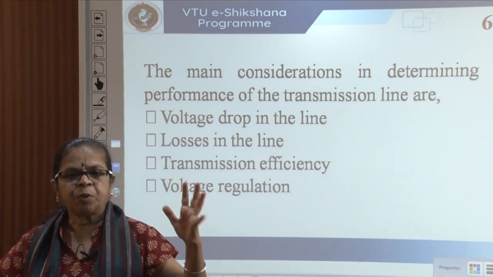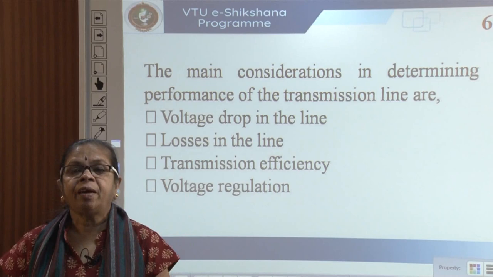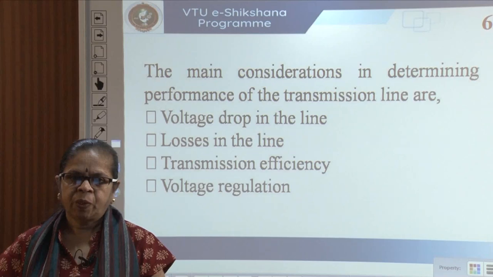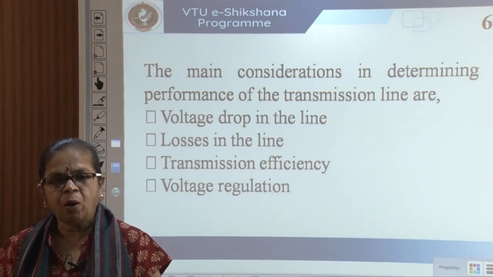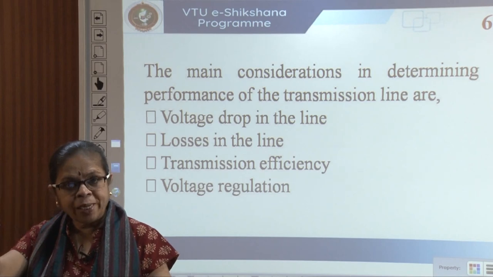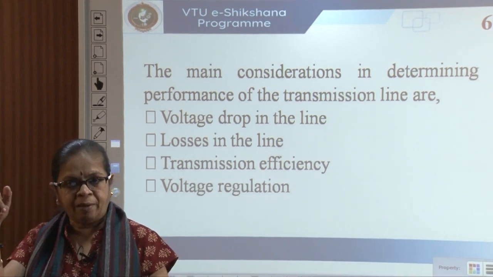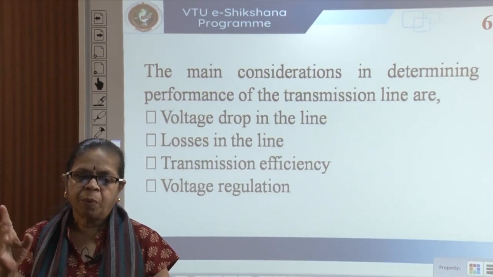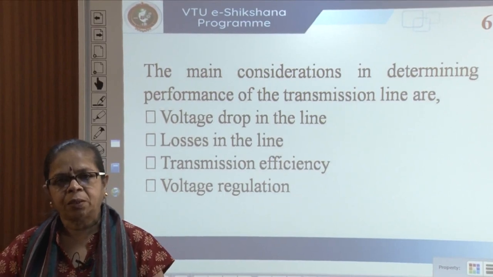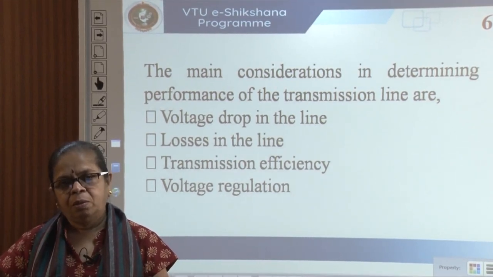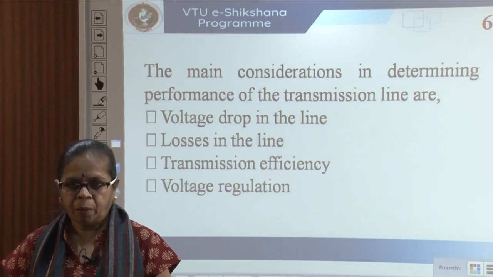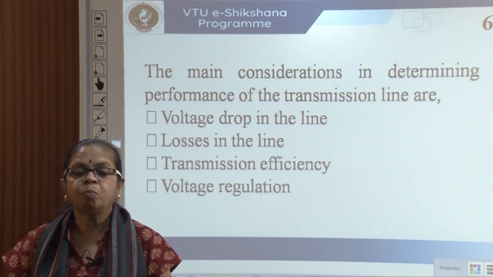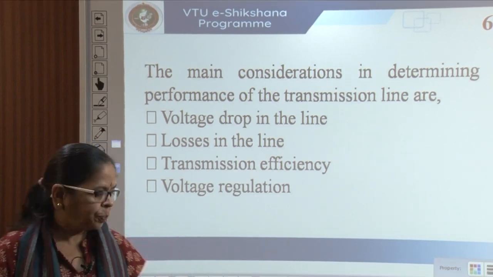So, my sending end at the substation, my voltage is 230 kV. Now, I connect a load at the receiving end. Say, I connect 2000 megawatts of load. What will be the voltage at the receiving end? Will it be 230 kV? Will it be more? Will it be less? So, what is the difference between my sending end and receiving end voltage? That is what the voltage regulation value will tell me. So, these are the four parameters of interest in the performance of the transmission line.